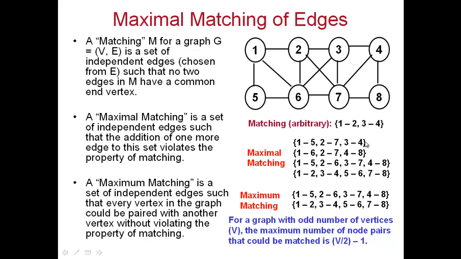So given this set of three edges, if I add any other edge in this graph to this set, it's going to violate the property of matching. So that's the definition. It's a set of independent edges such that the addition of one more edge to this set violates the property of matching. Such a set of edges is called a maximal matching. So if I take again this set of edges 1, 6, 2, 7, 4, 8, given that my set has these three edges, if I add any more edge from this graph to this set, it's going to violate the property of matching.